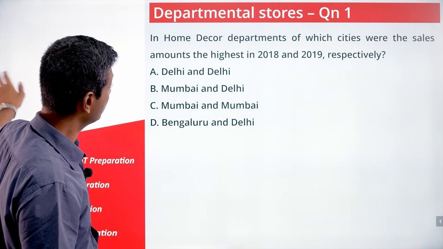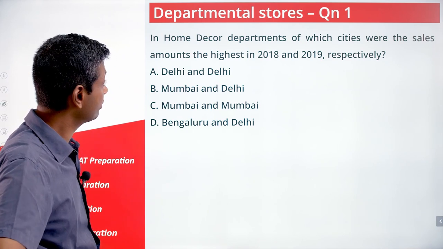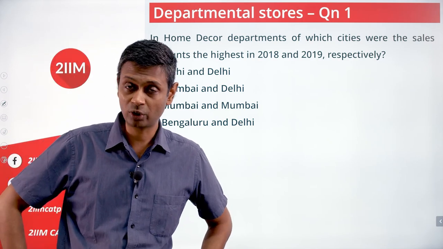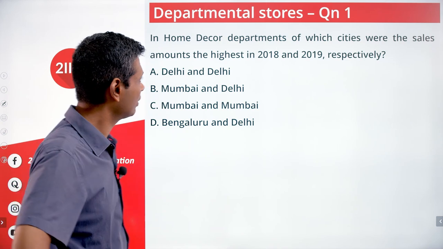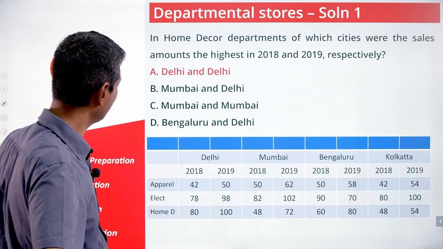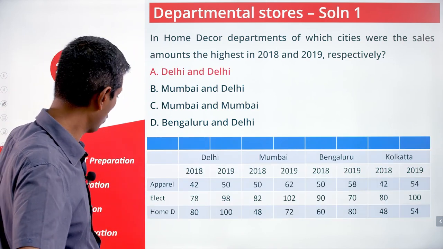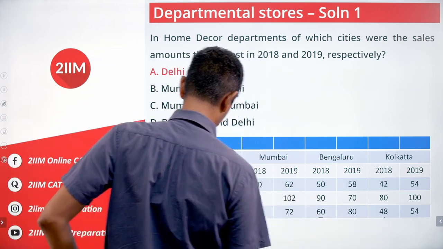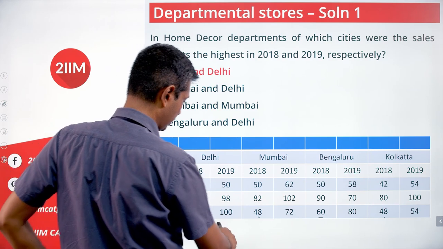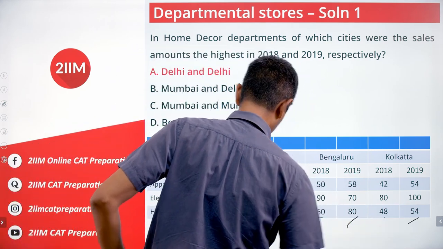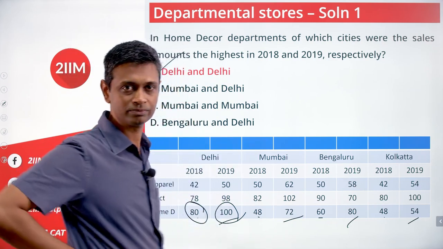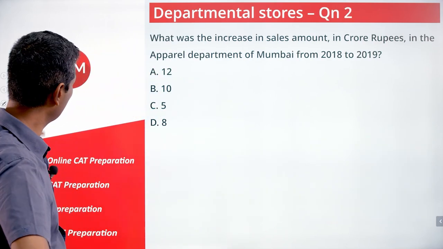In home decor departments, of which cities were the sales amounts the highest in 2018 and 19? I don't remember any data point. I've not tracked city, I've just solved x and y. Got to look at the table. 2018, highest is Delhi. 19, 172, 80, 54. Again, Delhi. Delhi and Delhi. Got it. Done. Simple question. Once you've got the grid, it's simple.